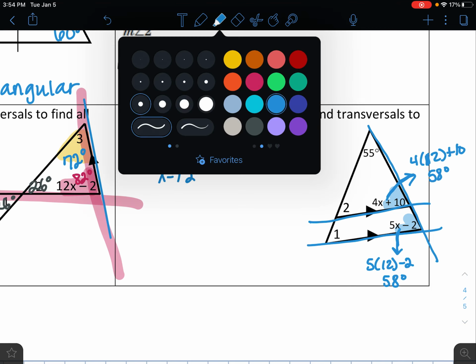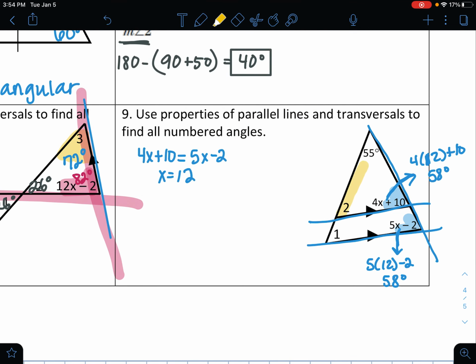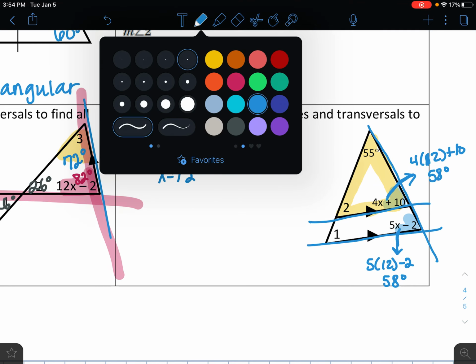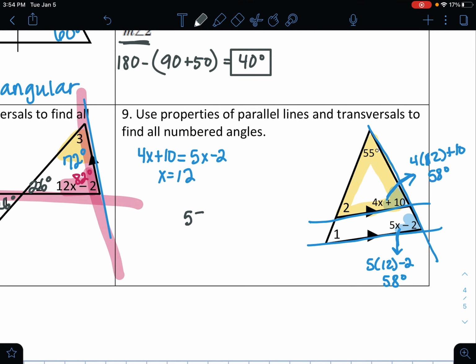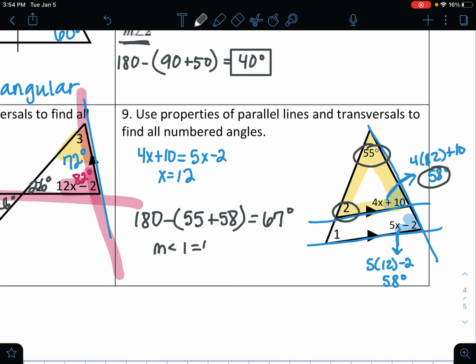So now that we know that, we need to figure out what the other angle is. So I'm going to use these 3 angles in this triangle to find angle 2. And angle 2 and angle 1 will also be equal because they're corresponding angles as well. So we got 55 degrees plus 58 degrees, right? Because I'm adding this one and this one together. And I'm going to have to take that away from 180 to figure out angle 2. So 180 minus (55 plus 58), and that's going to equal 67 degrees. So the measure of angle 1 is 67 degrees, and also angle 2, because they are corresponding, they should be equal to each other.